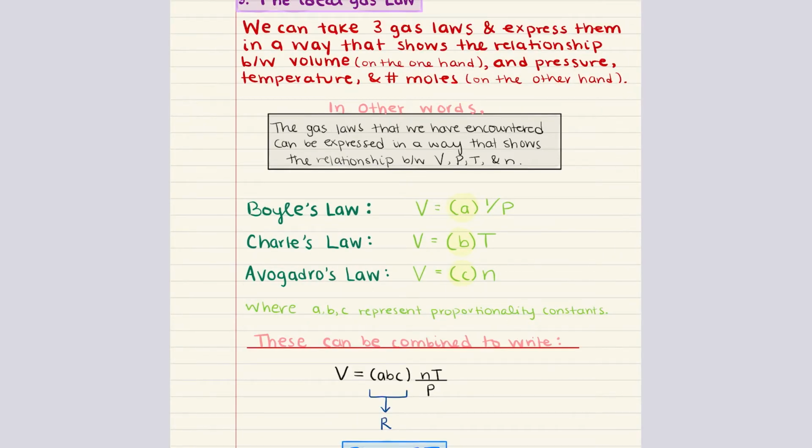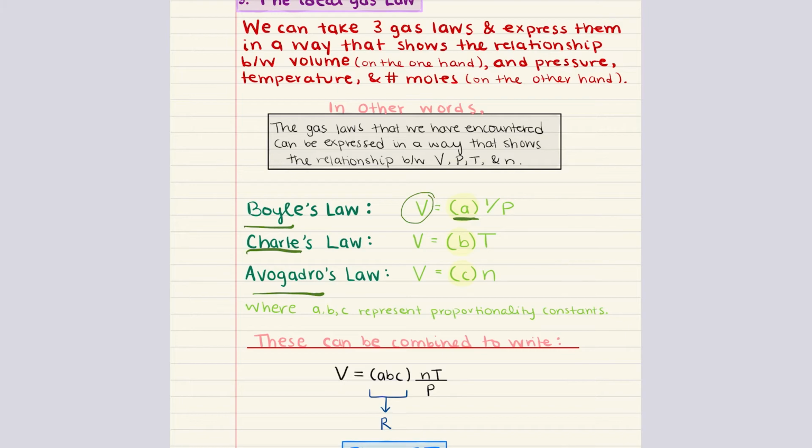Now, to get our ideal gas law expression, we're going to start with taking 3 of our simple gas laws. We're going to take Boyle's, Charles', and Avogadro's. And what we're going to do now is express those relationships in a way that shows the relationship between volume on one side, all right, and pressure, temperature, and number of moles on the other side. So we know that for Boyle's law, volume and pressure are inversely related, so we can write that volume is equal to a constant times 1 over P. And what we have here is just a proportionality constant.